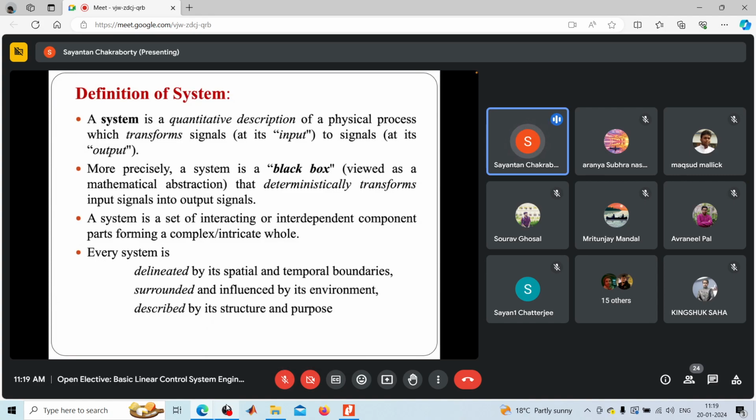Then every system is described by its structure, that is, how the system is developed or designed or realized, and the purpose, the very purpose the system serves. And function, finally, it is expressed in terms of its functioning, how the system is functioning to fulfill the purpose or serve a particular objective. So these are the key aspects that will help us to identify a particular system which we want to study or analyze.